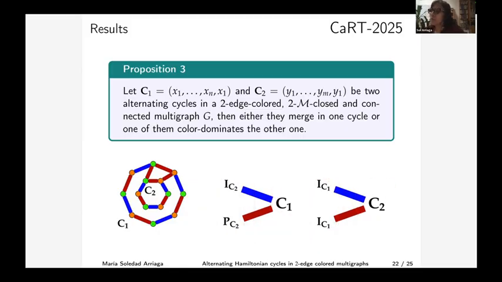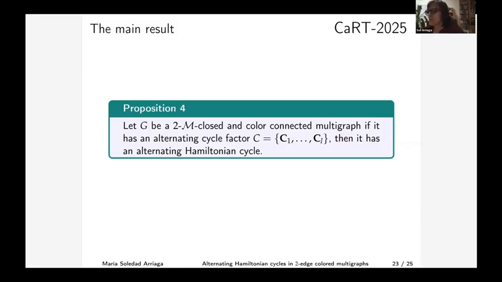And now we are ready for the main result. Let G be a 2M closed and color connected multigraph. If it has an alternating cycle factor C with cycles C1 to Cl, then it has an alternating Hamiltonian cycle. And I will do the sketch of the proof of this result.